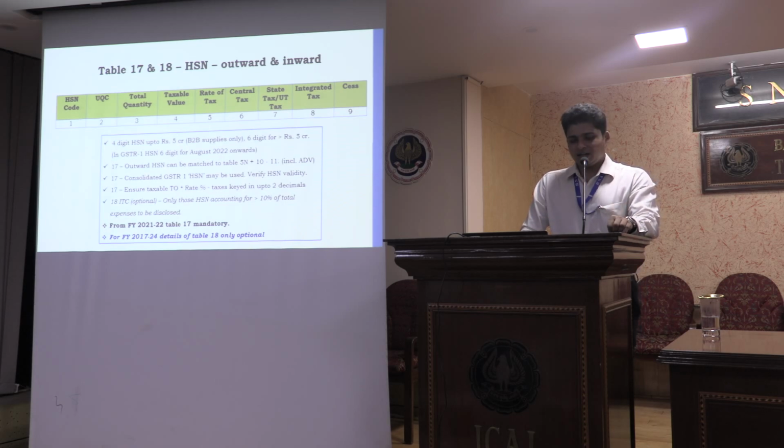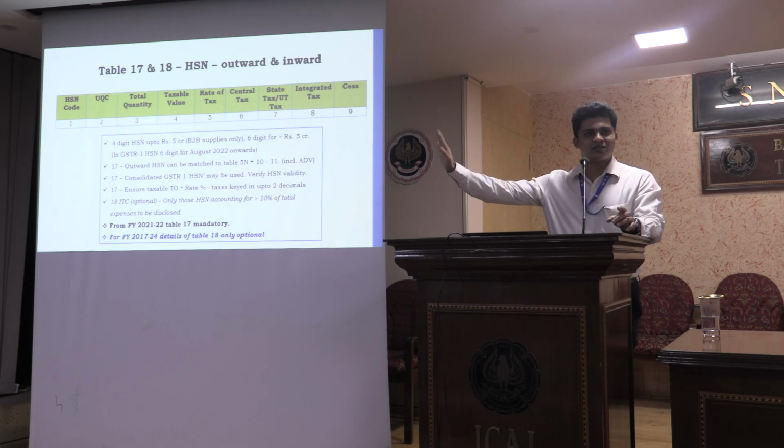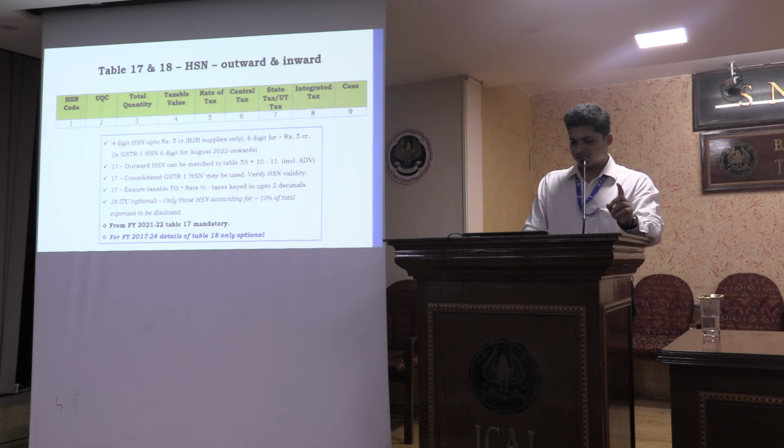Table 17 and 18. Table 17 relates to HSN outward, 18 to HSN inward. 18 is optional, 17 is mandatory. So like I mentioned, match your table 5N plus 10 minus 11, which should exclude advances. I have written including advances, please excuse that mistake; it should be excluding advances. Then table 17 should be disclosed. Schedule 3 items also must not be disclosed here.